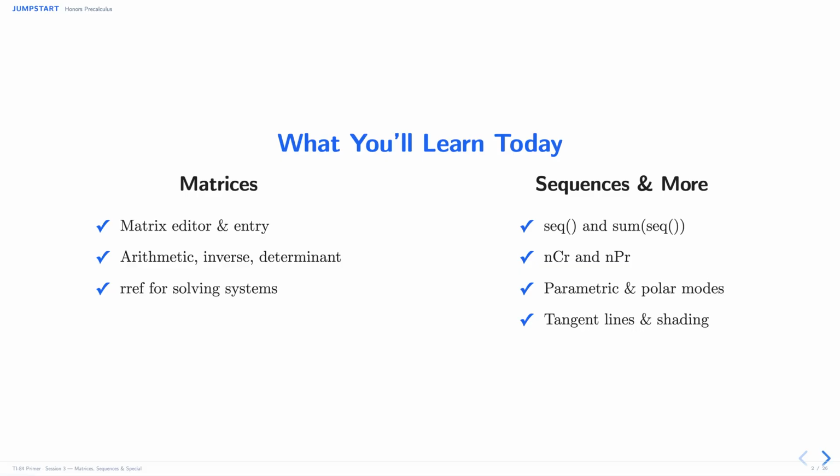First, we will learn about matrices, including how to use the matrix editor, perform arithmetic, find inverses and determinants, and use reduced row echelon form to solve systems. Next, we will explore sequences and how to compute them, including combinations and permutations. Finally, we will dive into parametric and polar modes, where we will learn about tangent lines and shading.